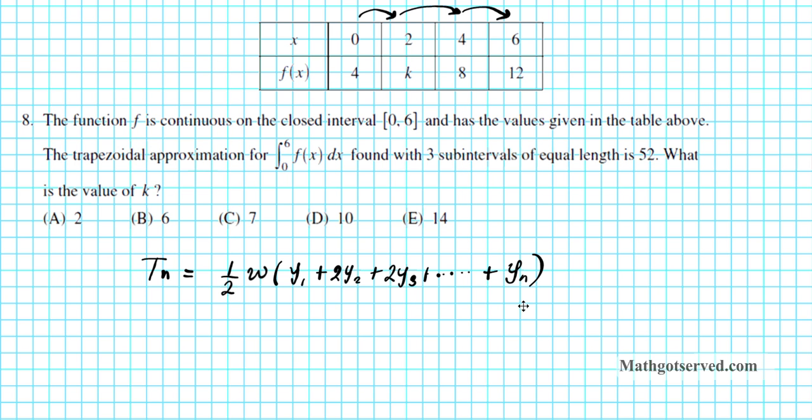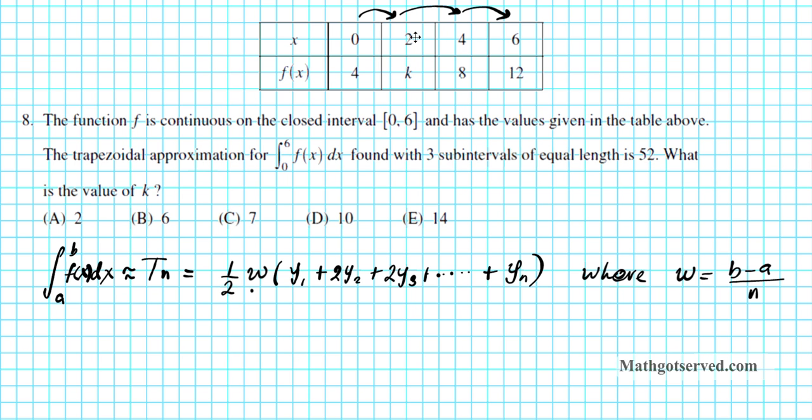Okay, so this is the formula, where the width is b minus a over n, the number of subintervals you have, and this is basically an approximation of the area from a to b of some function. Okay, all right. So let's go ahead and apply that here.